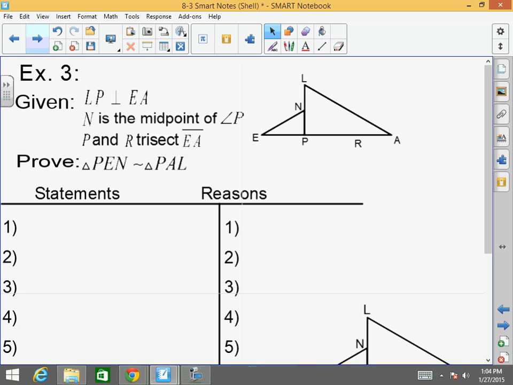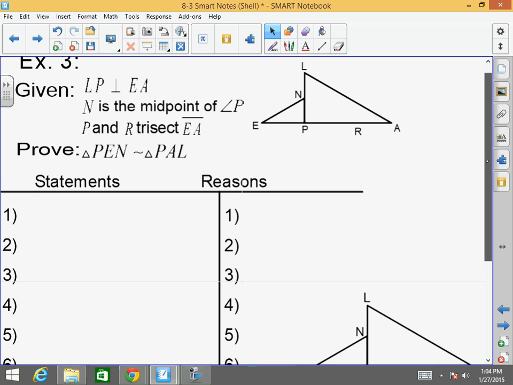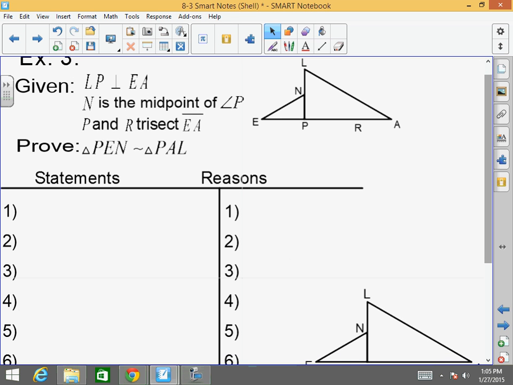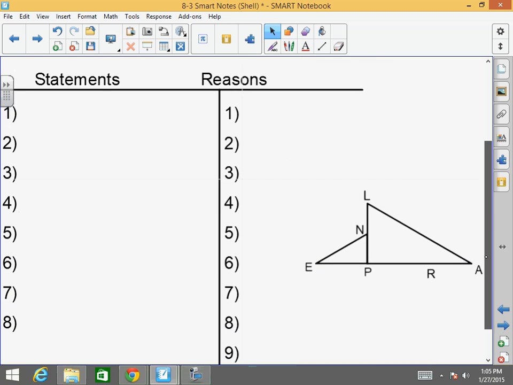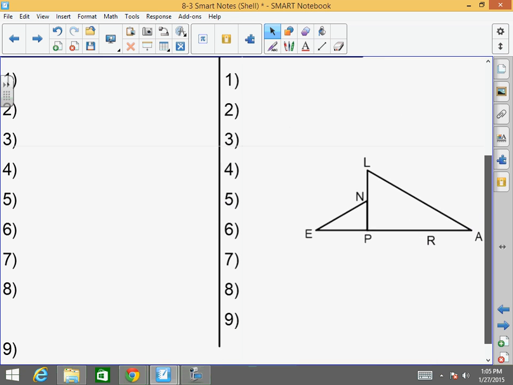Okay. All right. So I've got LP is perpendicular to EA. I've got that N is the midpoint of LP. I've got P and R trisect segment EA. I want to prove that triangle PEN is similar to PAL. So again, I'm trying to prove that triangle PEN here in blue is similar to triangle PAL here in red. As always, I'm going to start with my given.